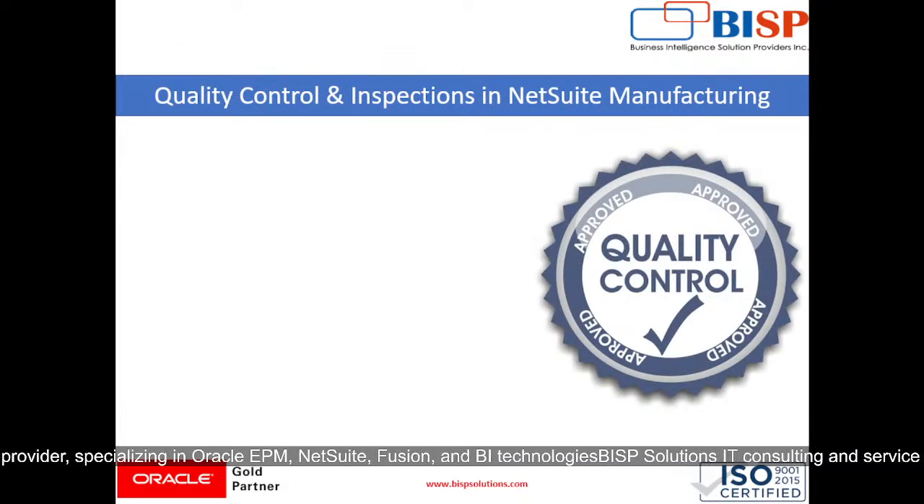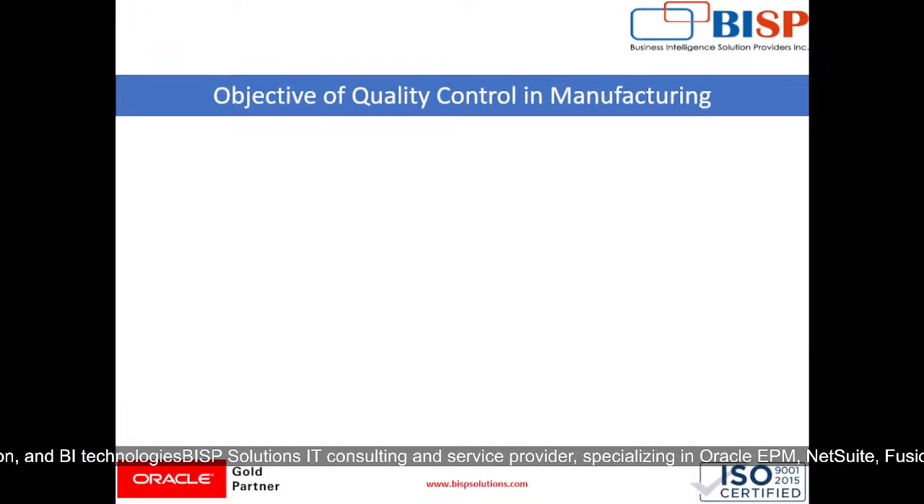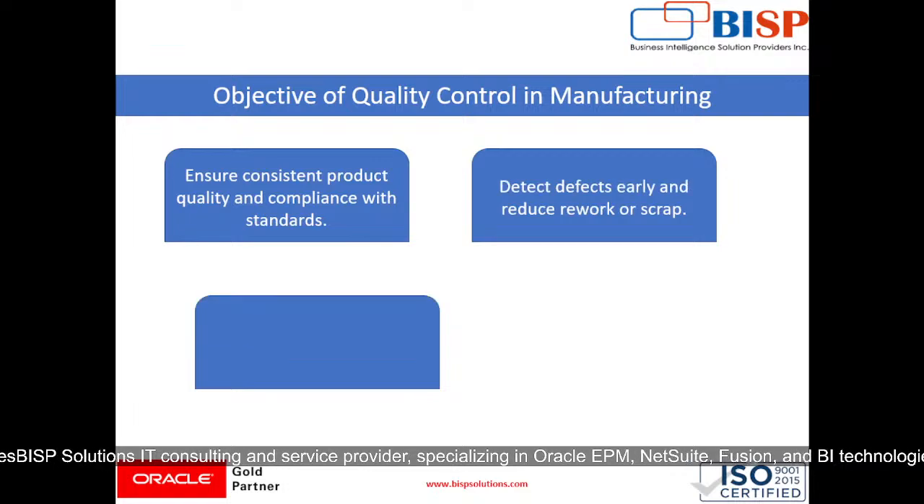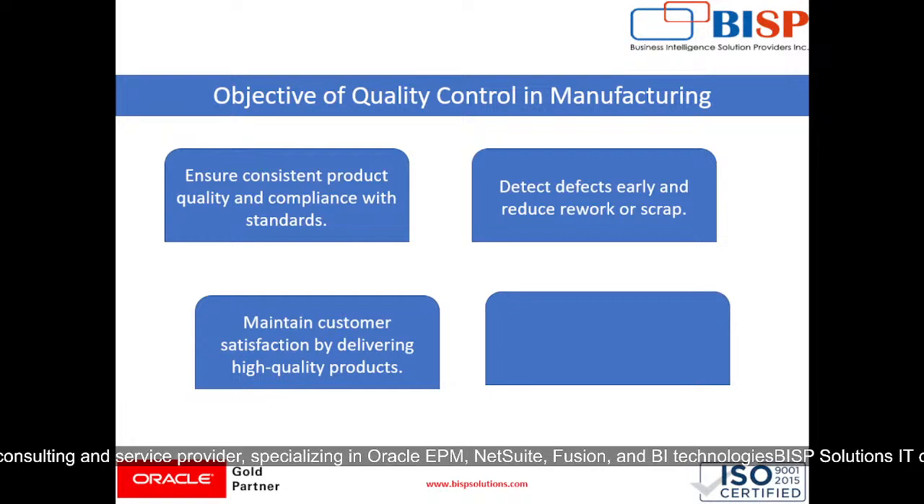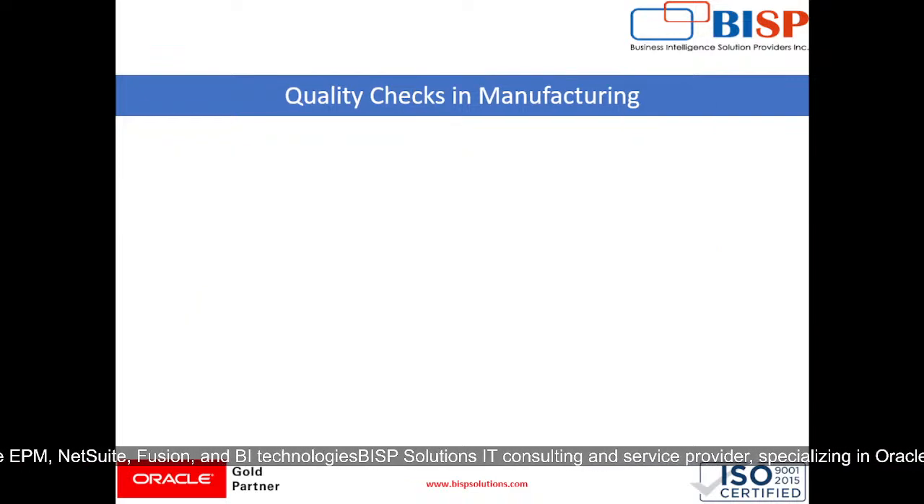Quality control and inspections in NetSuite Manufacturing, where quality control, QC, and inspection in NetSuite ensure that manufactured products meet predefined quality standards before they are moved to inventory or delivered to customers. The objectives of quality control in NetSuite Manufacturing: it ensures consistent product quality and compliance with standards. It detects defects early and reduces rework or scrap. It also maintains customer satisfaction by delivering high quality products, and it tracks and analyzes quality metrics to improve processes.